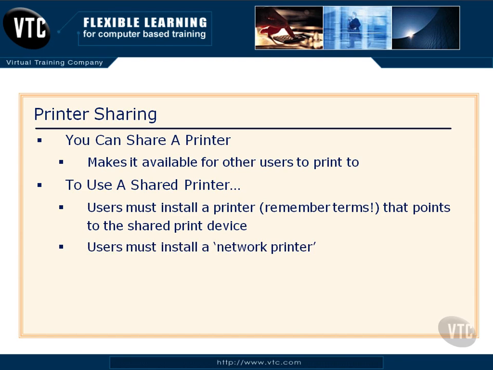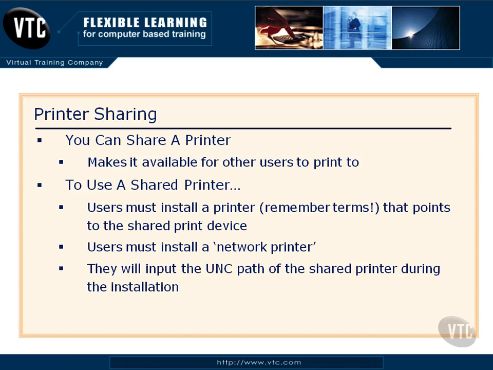Now the users, when they install, they're going to choose the option of installing a network printer. Then they'll input the UNC, the Universal Naming Convention path of the shared printer during the installation in the form of 2 backslashes. You'll hear this called whack whack out in the real world. The computer name, the NetBIOS computer name, one more slash or whack, and the share name that was given. And so let me just kind of quickly show you what some of that looks like.